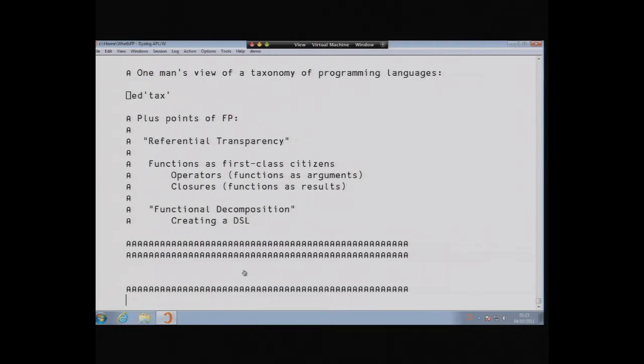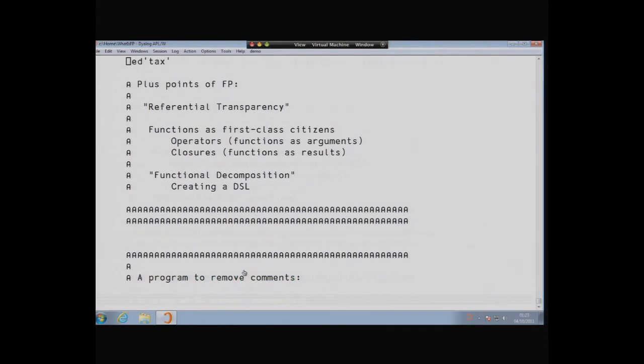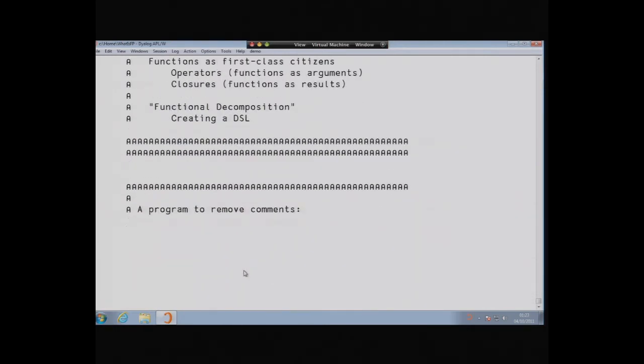And I was looking through the DFNS workspace to find an example of a little program that would look good in the procedural and functional style. And it's quite hard to find something. But what I've come up with is a program to remove comments. There's a DFN to remove comments, and I'd like to show you that written in both procedural and functional styles.